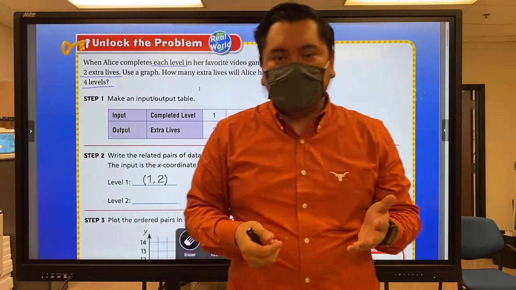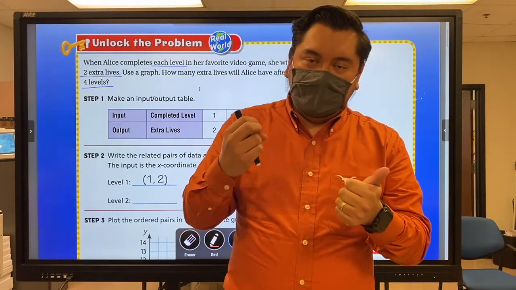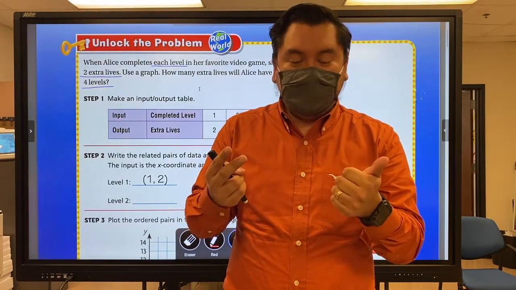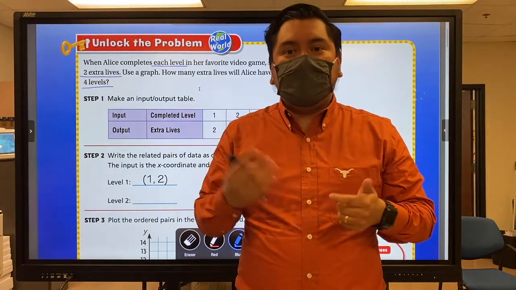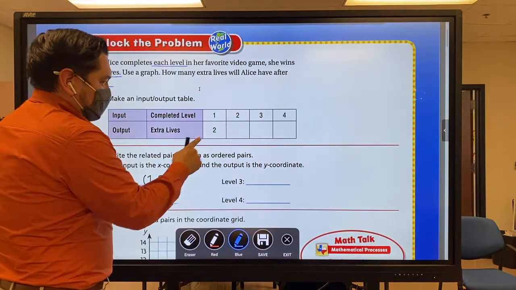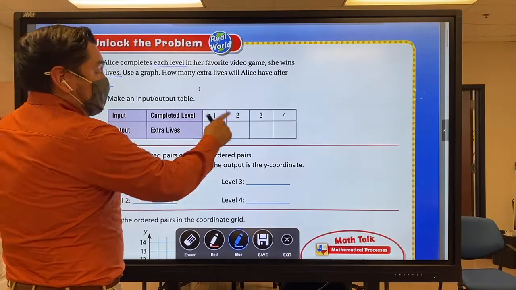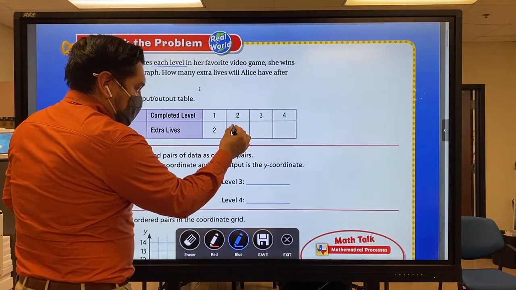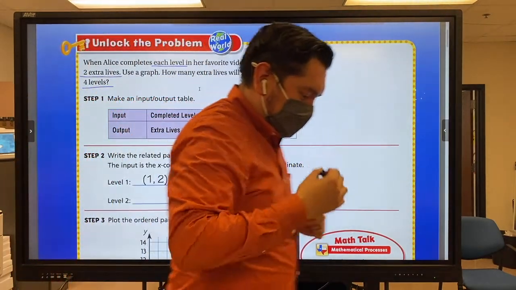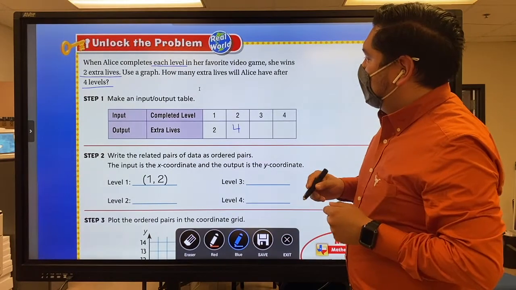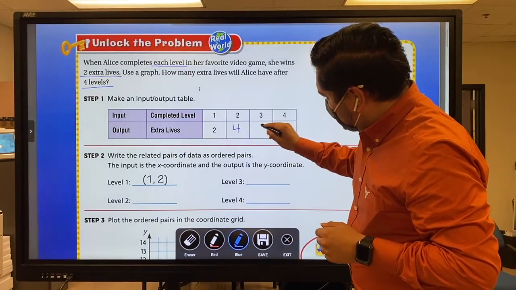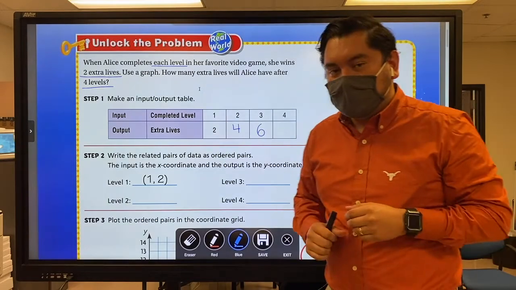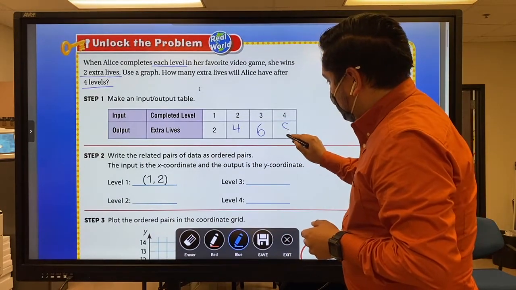But think about it. One level completed, 2 extra lives. Let's say she doesn't lose any lives on the next level. When she completes the next level, she's gonna have 4 lives, right? Because every level she gets 2. So let's start with this. Level 1, extra lives, that's a 2, they're giving me that there. Level 2, if I use that same pattern, I'm gonna get 4 lives, right? Now, if I go to the third level, I'm gonna get another 2. I'm gonna get 6 lives. And when I complete 4 levels, I'm gonna have a total of 8 lives.